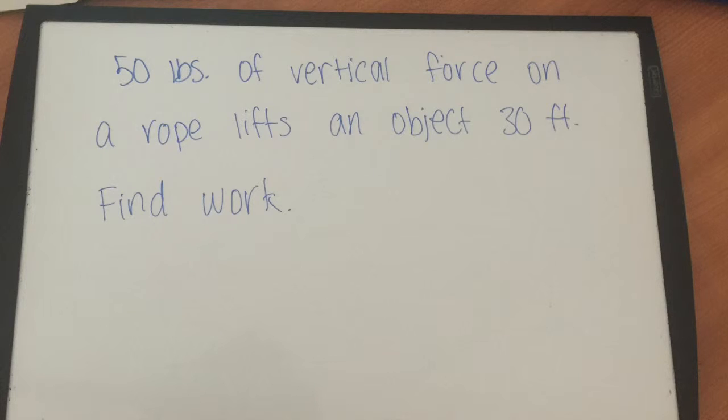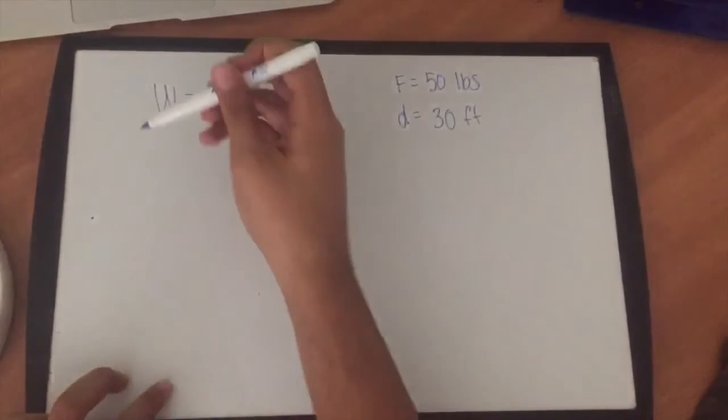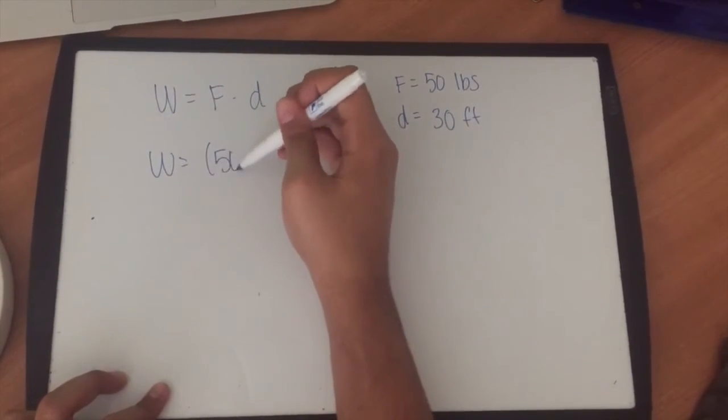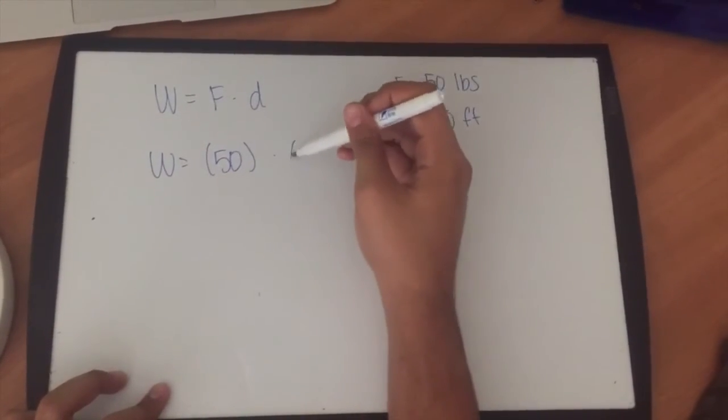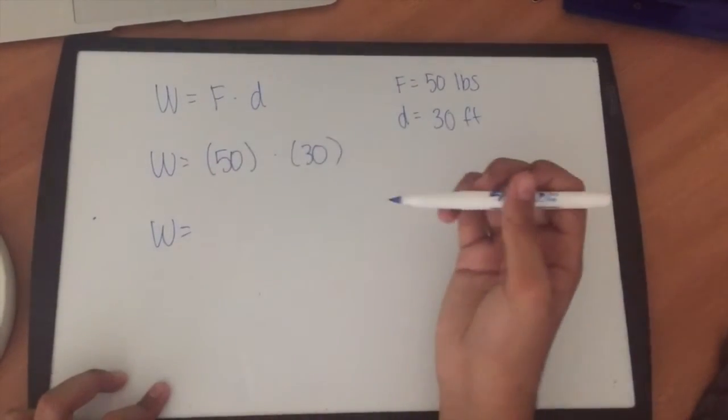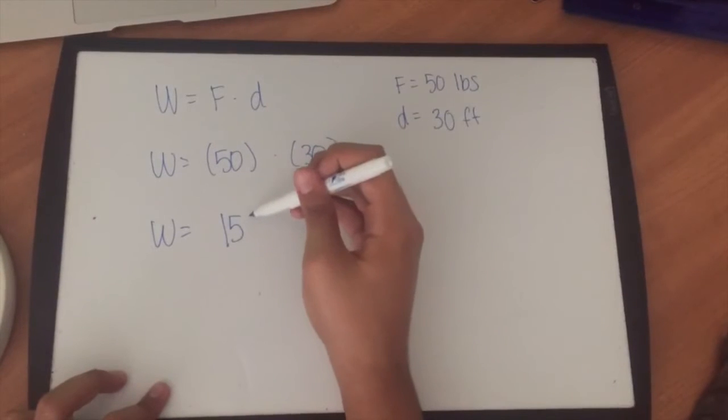50 pounds of vertical force on a rope lifts an object 30 feet. Find the work. Work is equal to the force on an object multiplied by the distance traveled by the object, and the units for work are usually foot-pounds.